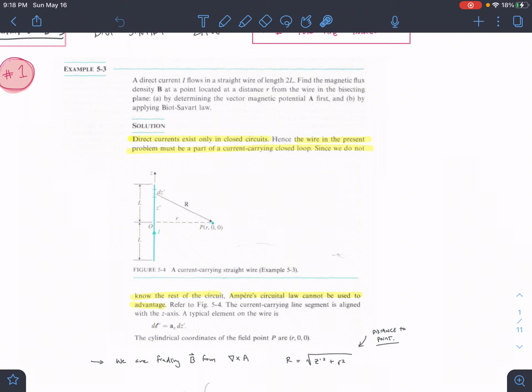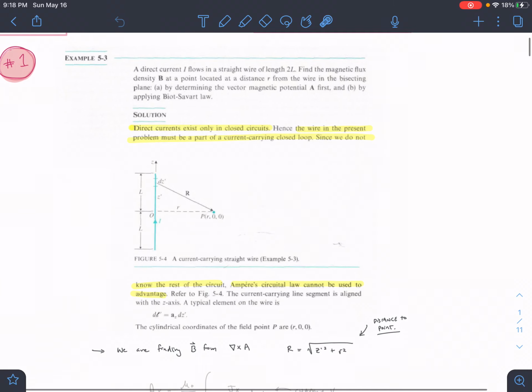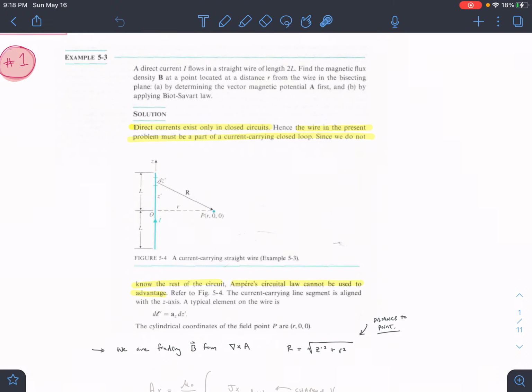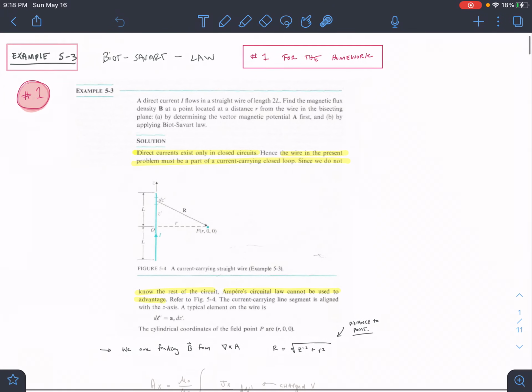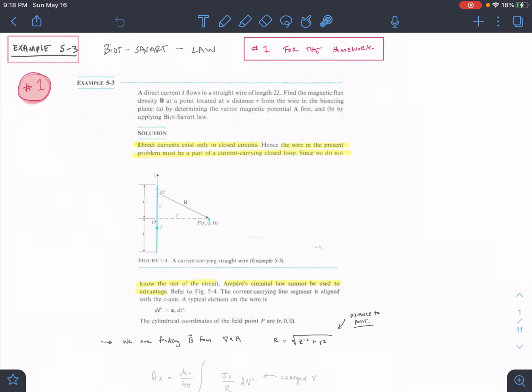There are two different ways to solve this problem. We can either do A by finding the vector magnetic potential A, and then B by applying the Biot-Savart law. So we're going to look at it both ways, just from a high level here. This is going to be really important because we're going to recycle the solution to this equation in a lot of different problems in chapter 5.